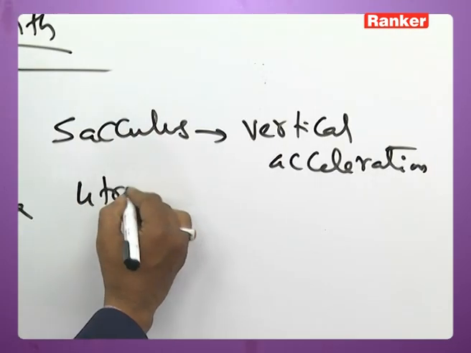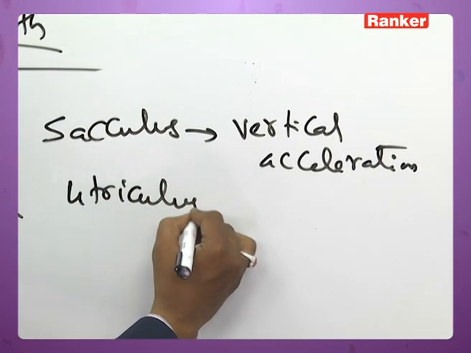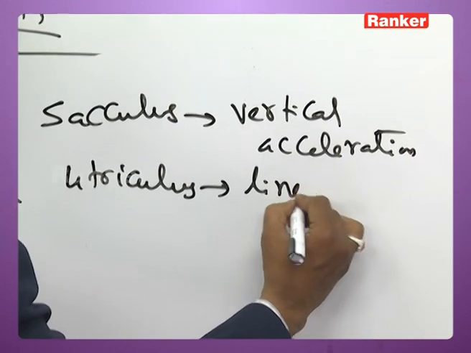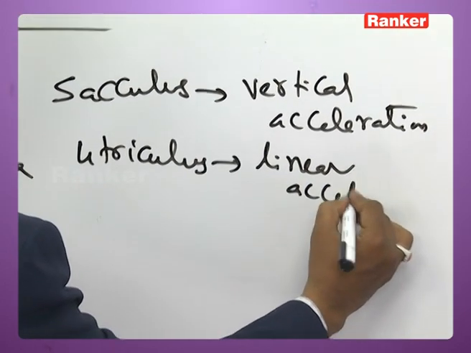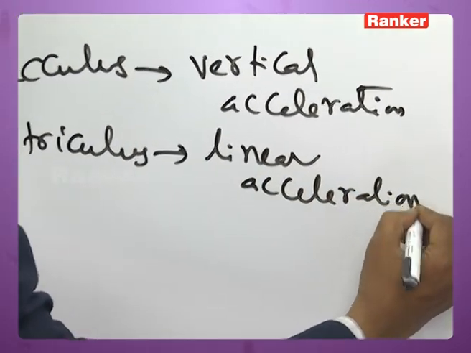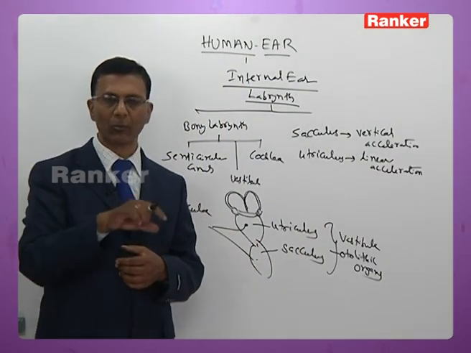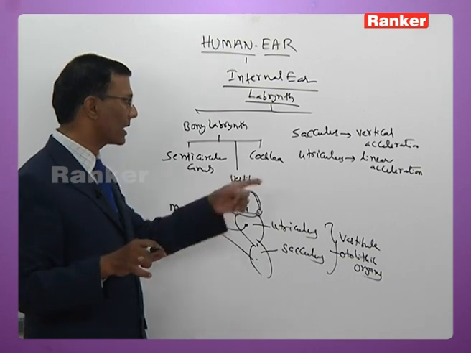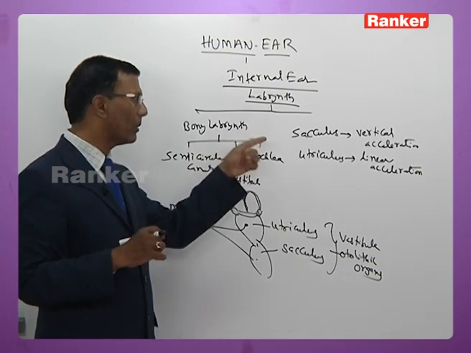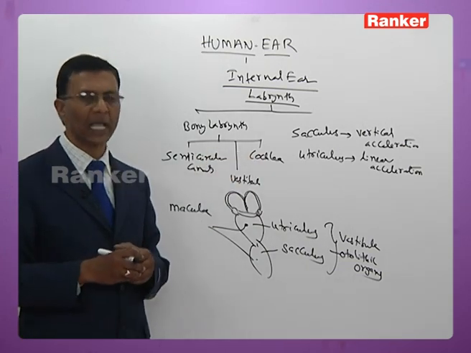And utriculus controls linear acceleration. Utriculus controls linear, that is, while moving in a car, horizontal movement of the body is under the control of utriculus. Vertical movement of the body is under the control of sacculus here now.